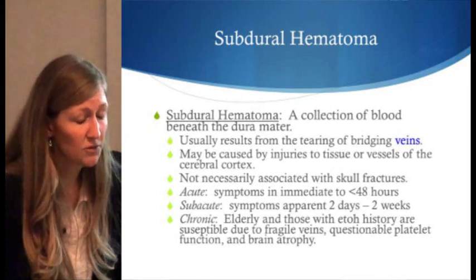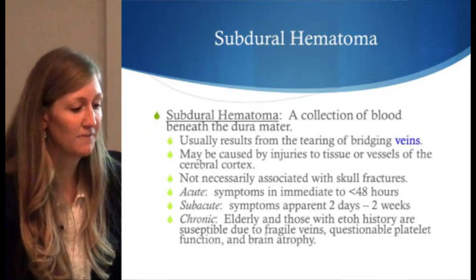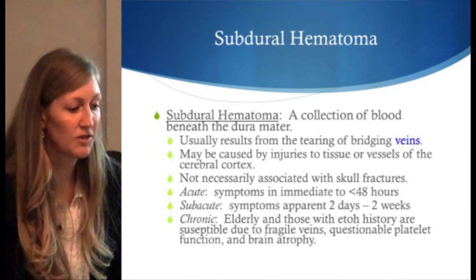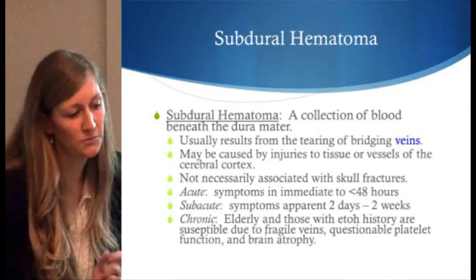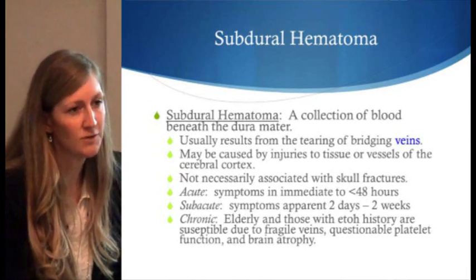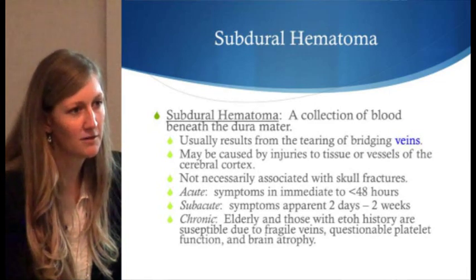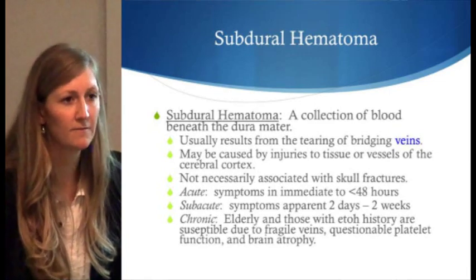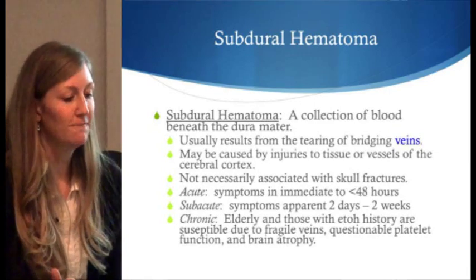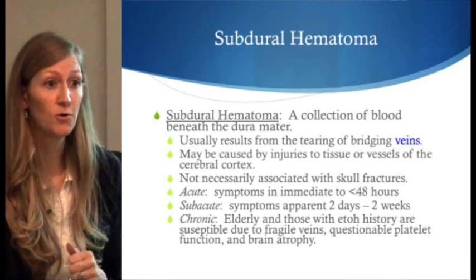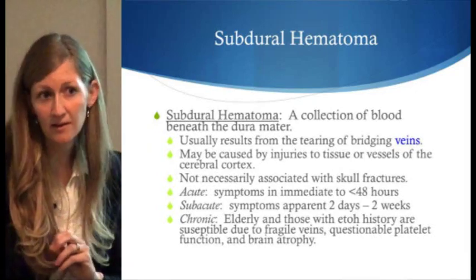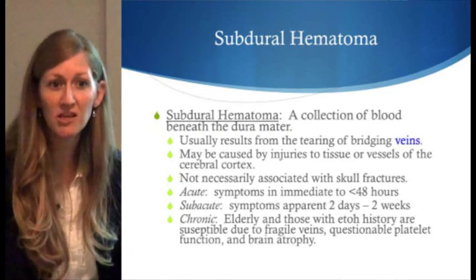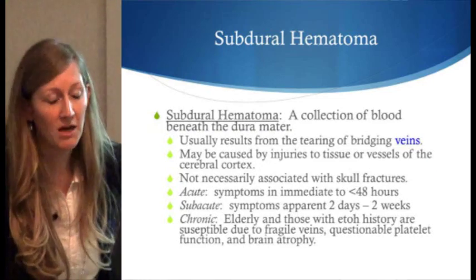And acute symptoms usually are immediate, within the first 48 hours. Subacute, 2 days to 2 weeks. And then there are those chronic ones where they're elderly and they have an atrophied brain and they fall several times and they're okay for a while, and then they get more confused because they fell again and they just keep getting bleeds.